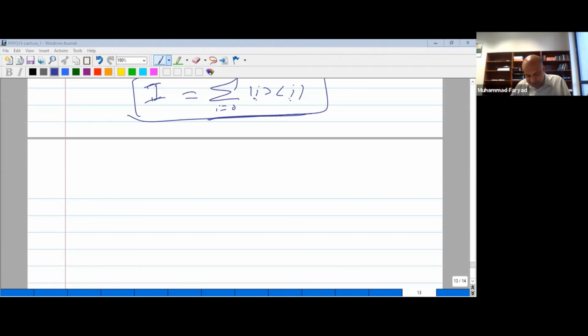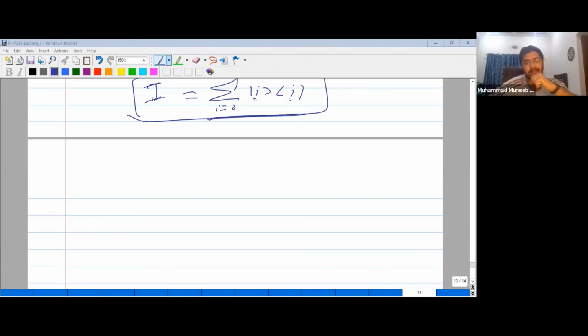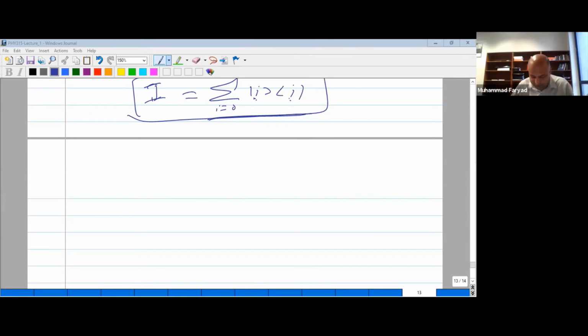Okay, so let me now introduce one other product, and this is called the tensor product. This is going to be helpful for us when we will be representing multiple qubits or multiple quantum systems. Suppose we have a ket V, like V1, V2, and a ket W.